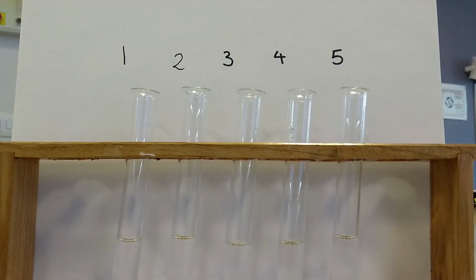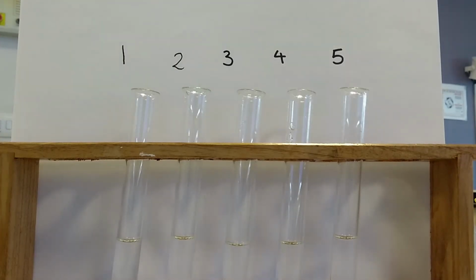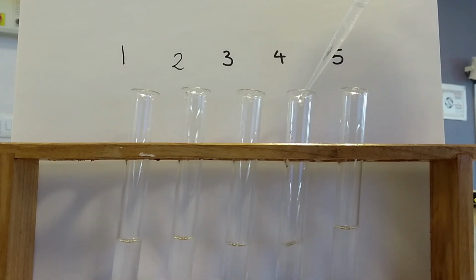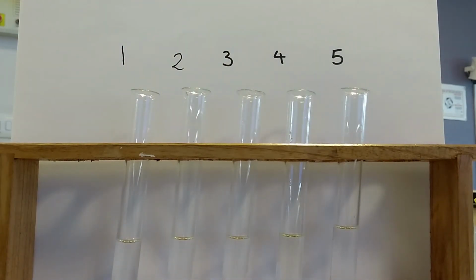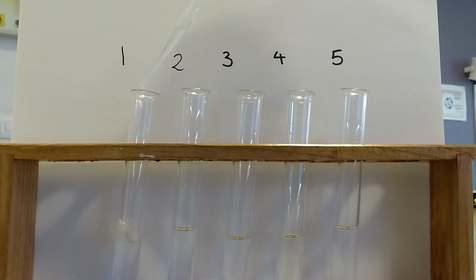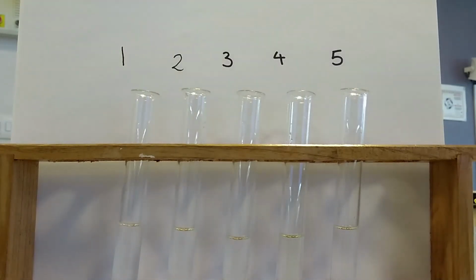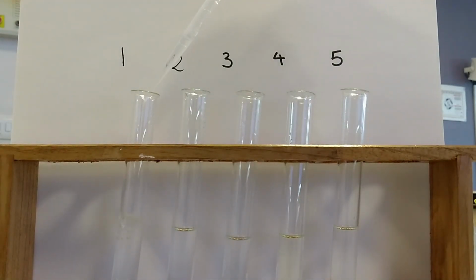To test for carbonate ions, first place a small sample of each of your unknown solutions into boiling tubes. Then, add several drops of hydrochloric acid. If effervescence is observed, then carbonate ions are present in the solution. This can be seen in the boiling tube for sample 1.